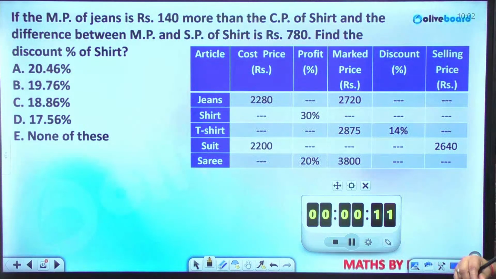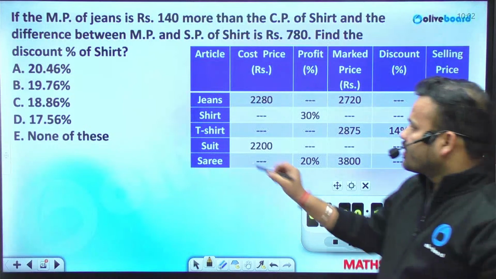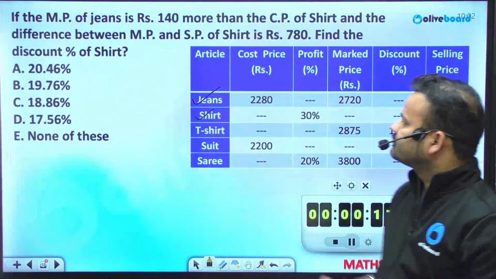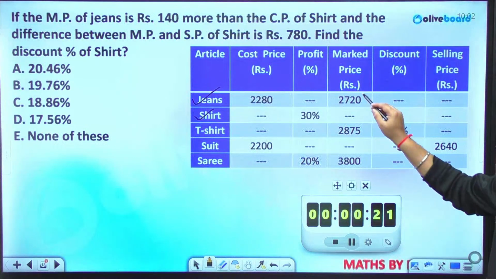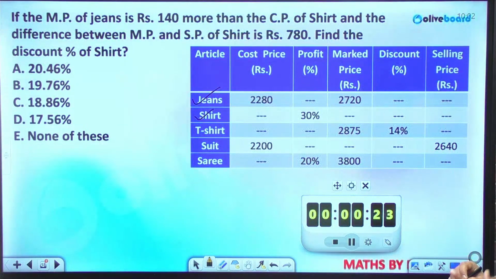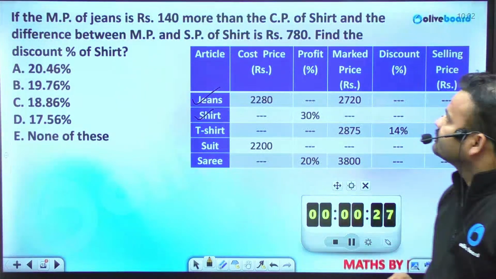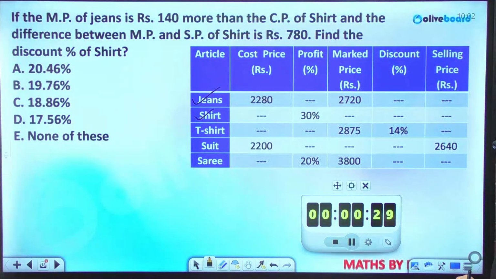MRP of the jeans is rupees 140 more than the cost price of the shirt. Talking about jeans and shirt, the MRP of the jeans which is given is 140 more than the cost price of the shirt. So we can calculate this. And the difference between the MRP and SP of the shirt is rupees 780. Find the discount percent on the shirt. So we need to calculate the discount percent. This is to be calculated.